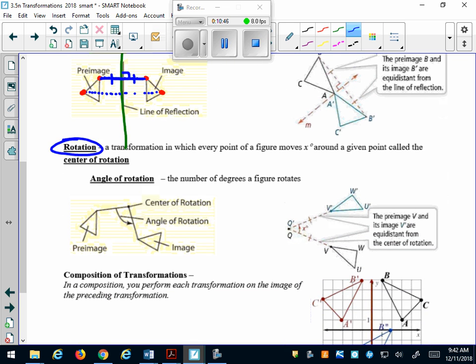Okay, the last one is a rotation. You can think of this as a turn. Basically rotating around a point of rotation. We call it a center of rotation.